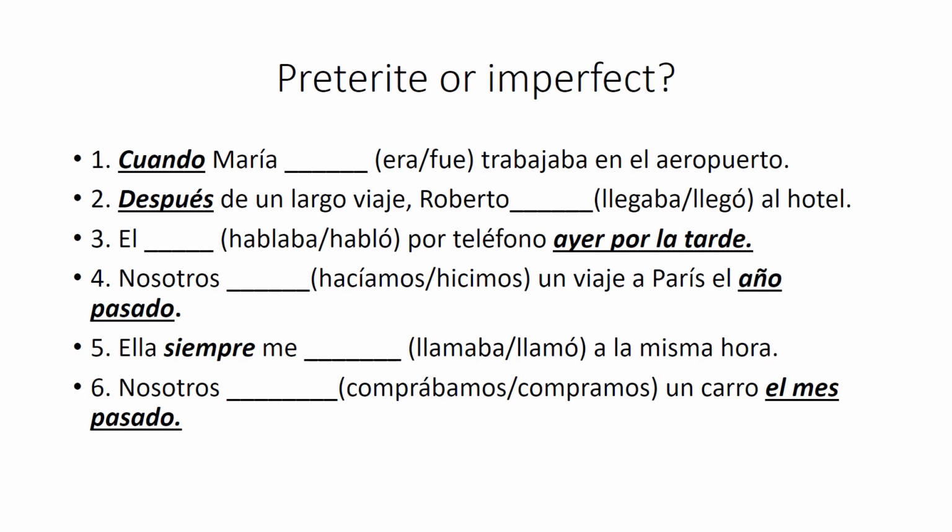Number 6. Nosotros compramos un carro el mes pasado. We bought a car last month. Preterite or imperfect? Do I have a specific time frame? Do I know specifically when the action took place? Yes, last month, el mes pasado. What should I use? Nosotros compramos, preterite tense, un carro el mes pasado. Why? Because I know when the action specifically took place. It is a completed action.